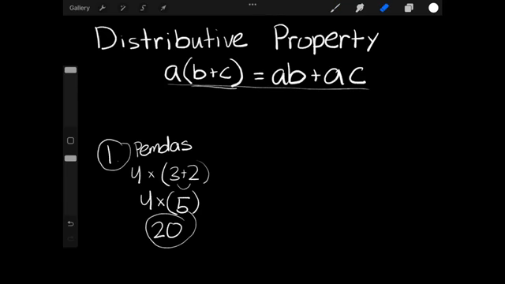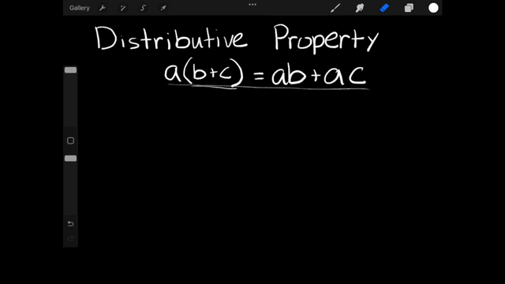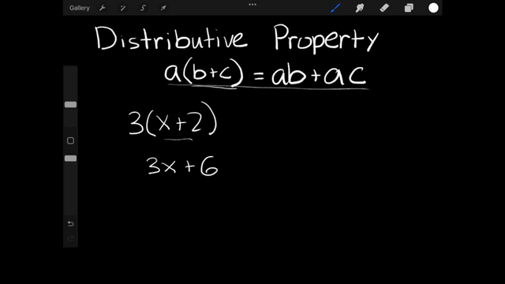Well, in algebra, we often deal with unknown quantities, also known as a variable. So what if we had the question 3 times the group x plus 2? Well, we can't add x and 2, so how do we simplify this from here? We're going to want to use the distributive property. So 3 times the group of x plus 2 is equal to 3x plus 3 times 2, which is 6.